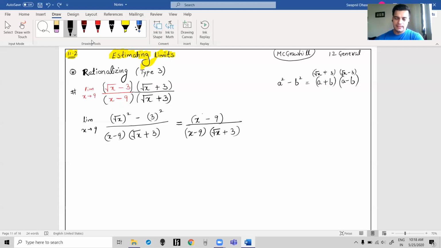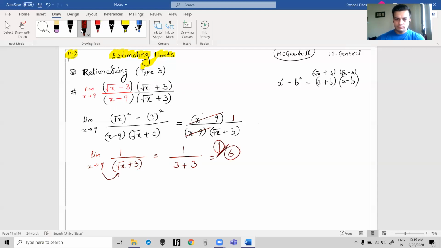Now, as I can see the top and the bottom, something is common, I can cancel it. That leaves me with limit x tends to 9, 1 divided by square root x plus 3. Now see the benefit of rationalization in this case. Now if I put the value 9 over there, I'm going to get 1 divided by 3 plus 3, which is no more the 0 by 0 form. And that's how we rationalize.